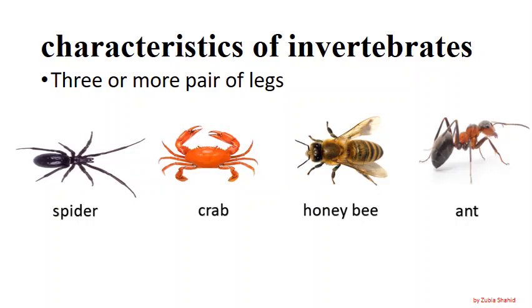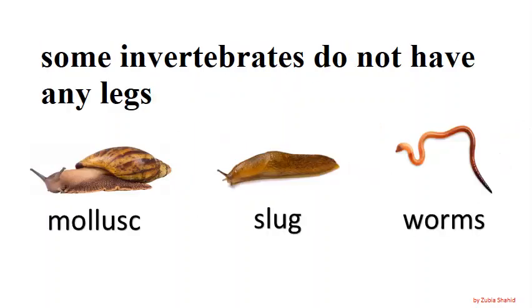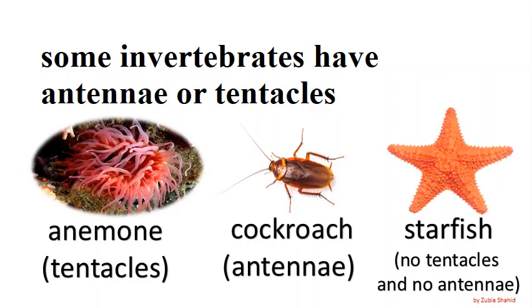You can see the spider, crab, honeybee, and they have 3 pairs of legs. Some invertebrates do not have any legs. Now see these invertebrates: mollusk, slug, and worms, they do not have any legs at all. Some invertebrates have antennae or tentacles.